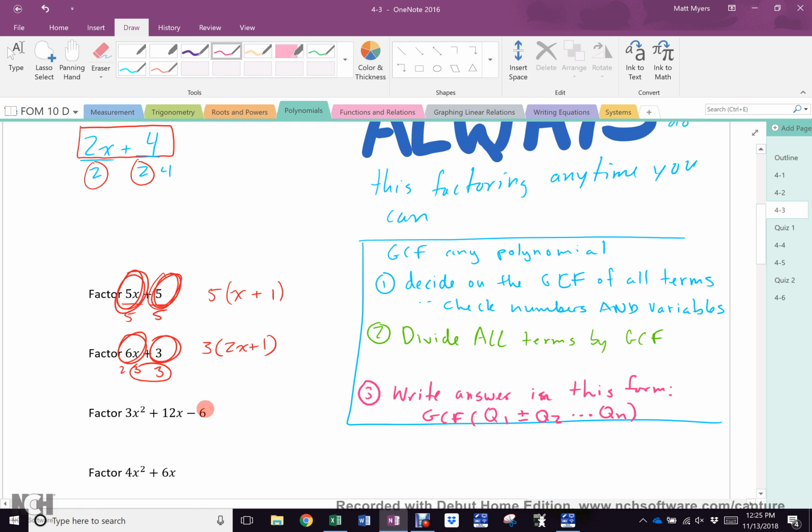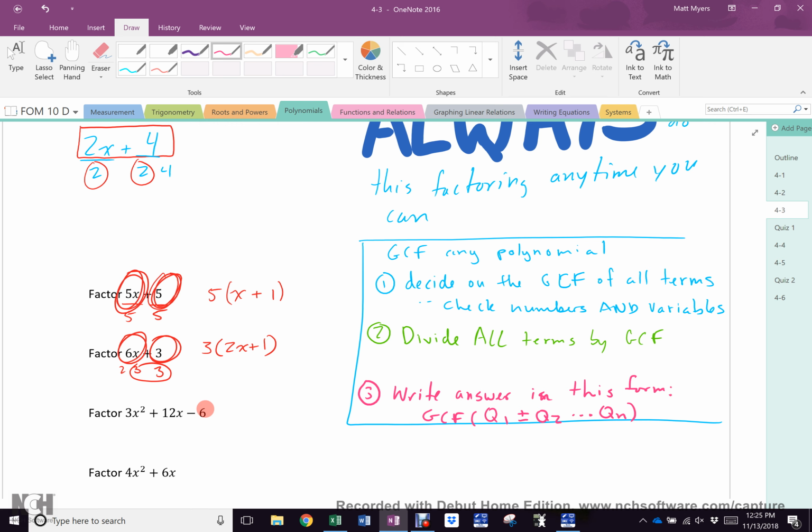Uh-oh, it's a trinomial, so it looks different. It's wearing a top hat and a tuxedo. Do we treat it any differently? Of course not. What is step 1? Decide on the GCF. What is it? 3. Got it in my head. It's 3. Now, divide all the terms by 3.